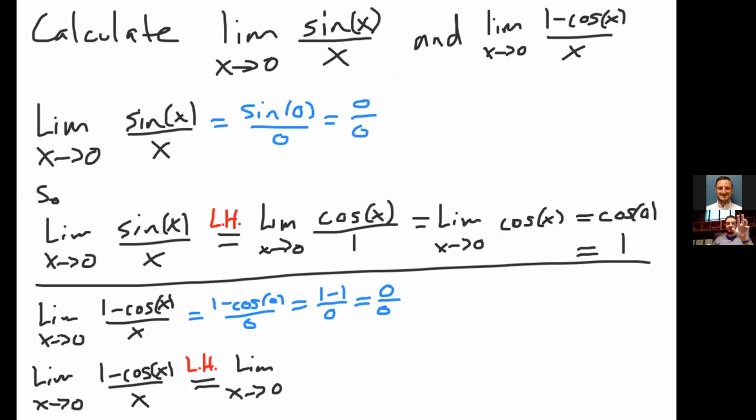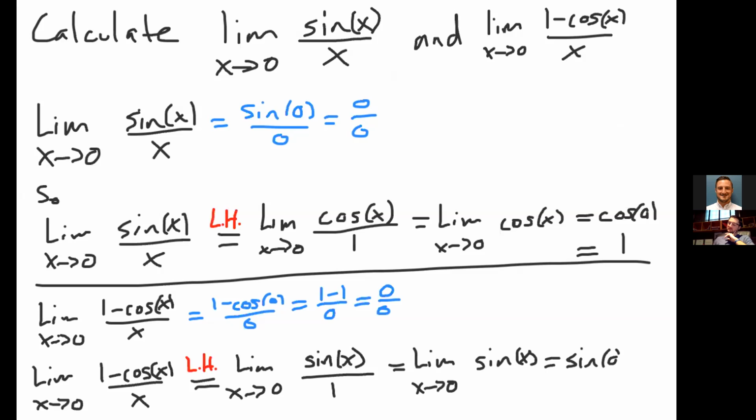So now if I look at the derivative of 1 minus cosine of x, well, the derivative of 1 is 0, so that's going to go away. Then I need to figure out what's the derivative of negative cosine of x. Well, the derivative of negative cosine of x is sine of x. And then if I take the derivative of the denominator, the derivative of x is 1. So this means that I'm really just considering the limit as x approaches 0 of sine of x, which means this should be approaching sine of 0, and sine of 0 is 0.